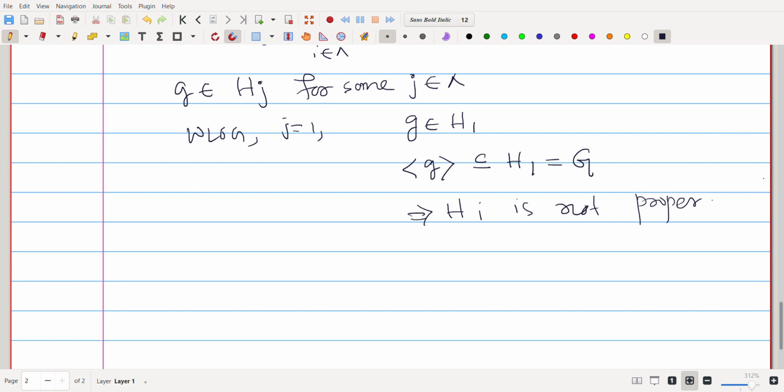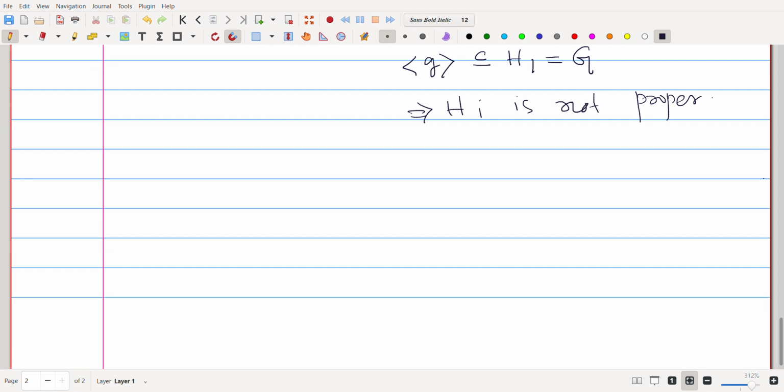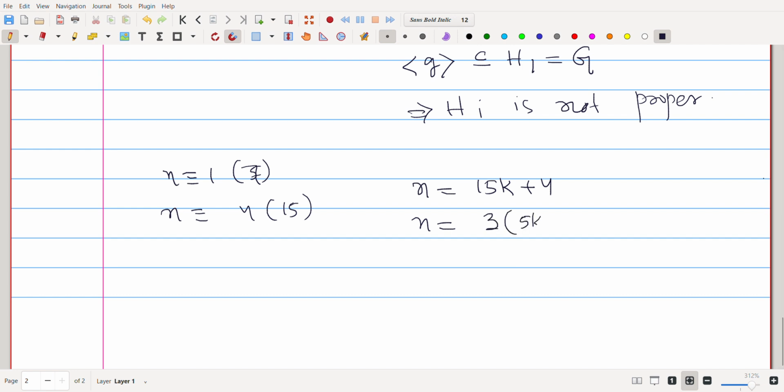Right, so this one is a simple basic number theory problem. I am assuming it is from abstract algebra. So n belongs to Z such that n is congruent to 1 mod 7 and n is congruent to 4 mod 15. So that means n is 15k plus 4. So n is 3 times (5k plus 1) plus 1, which is the same as n congruent to 1 mod 3.